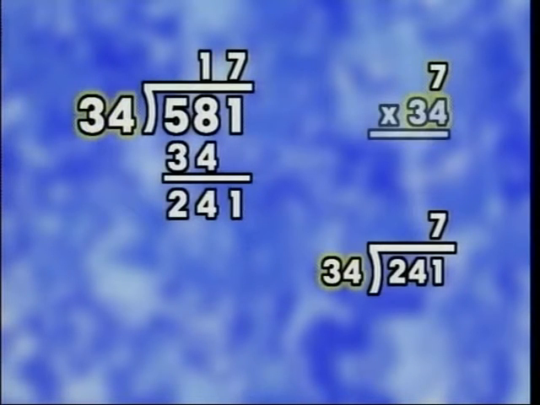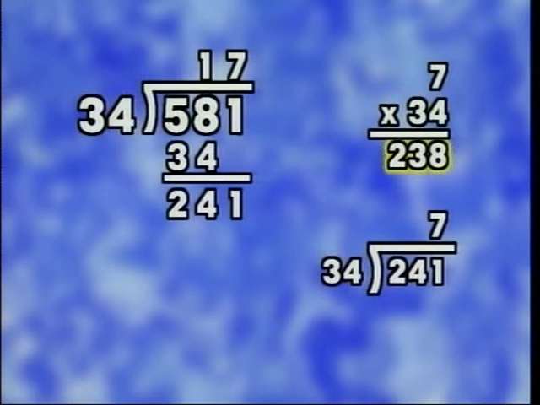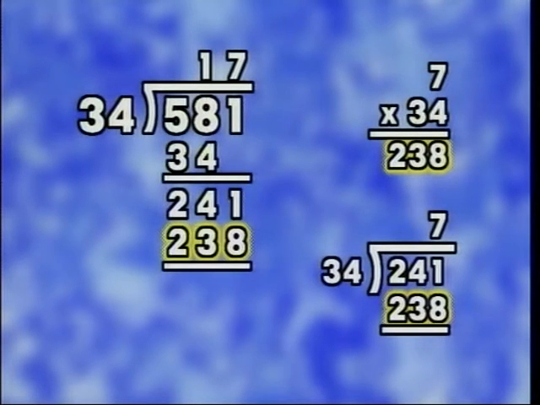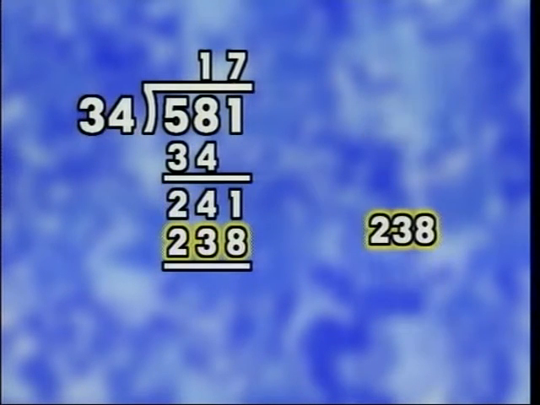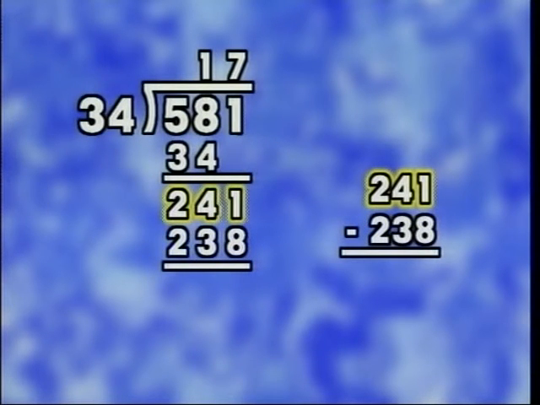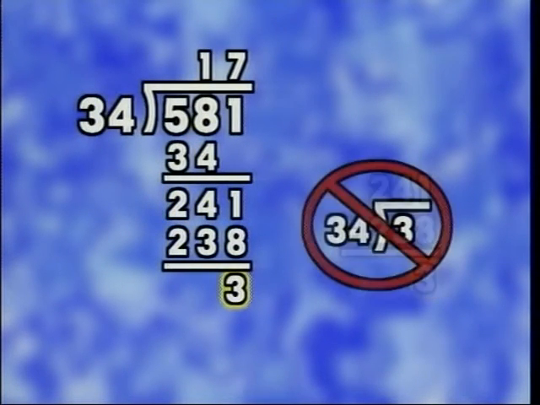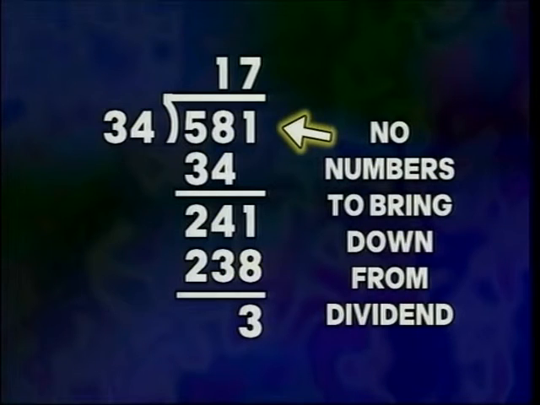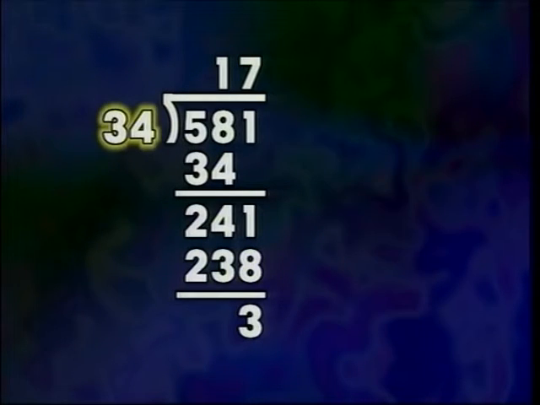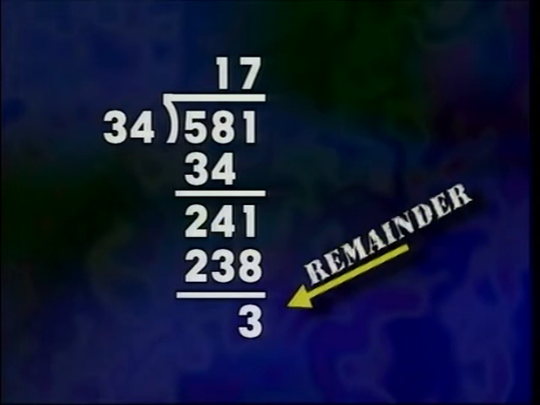Let's try 7. 34 times 7 equals 238. 238 goes beneath 241 because we're dividing 34 into 241. If we subtract 238 from 241, we get 3. And 3 can't be divided by 34. So, we know that 34 goes into 241 7 times. There's no more numbers to bring down from the dividend, so we're done because 34 can't go into 3. But we still have a remainder of 3 left at the end of the division problem.